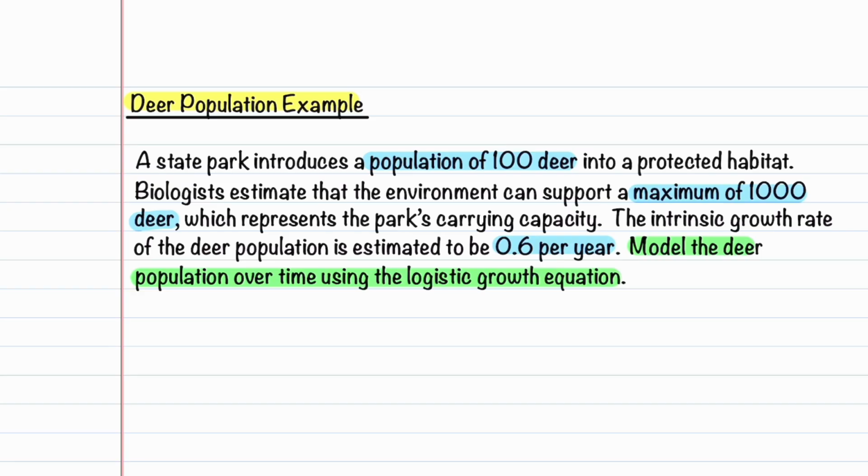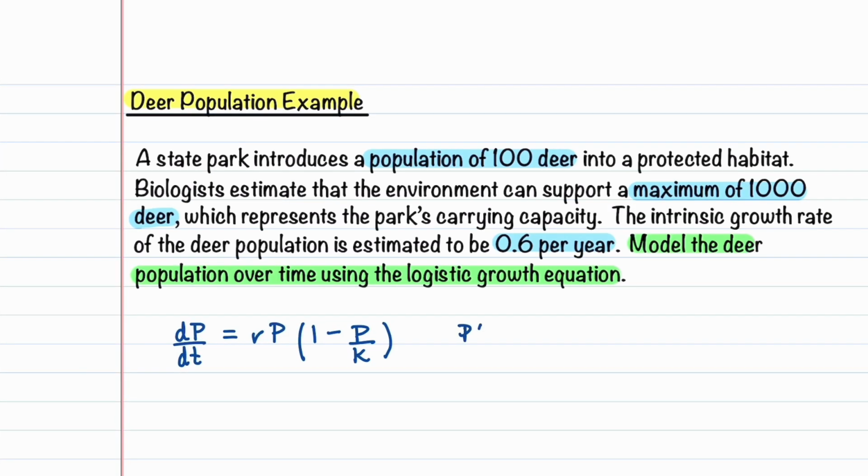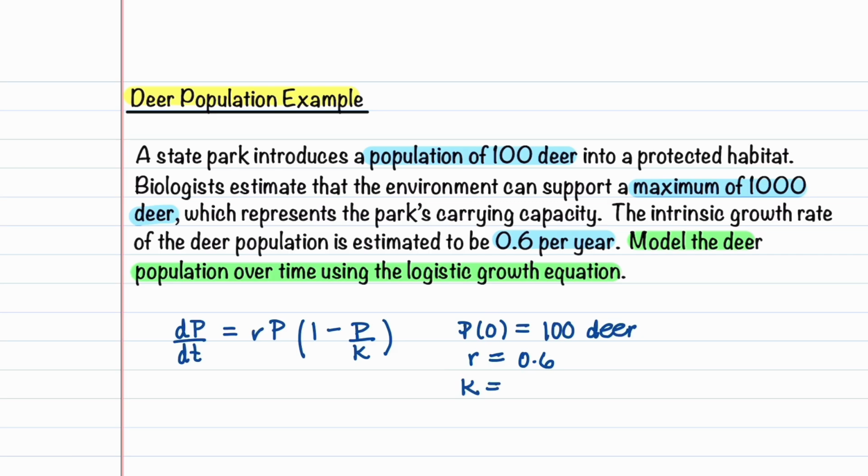Let's start by writing down that equation. That equation is dp/dt, where p is our population, is equal to r times p. r is our intrinsic growth rate, and we're going to multiply this by 1 minus p divided by k, where k is the carrying capacity. Let's write down that our initial population, p at time 0, is 100 deer, and our intrinsic growth rate is 0.6 per year, and then our carrying capacity, k, is equal to 1,000 deer.